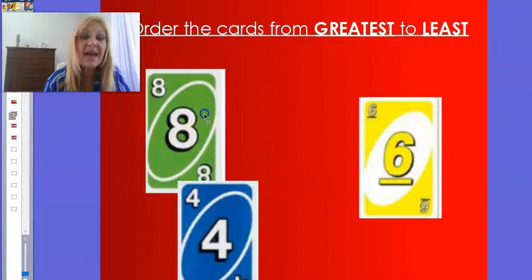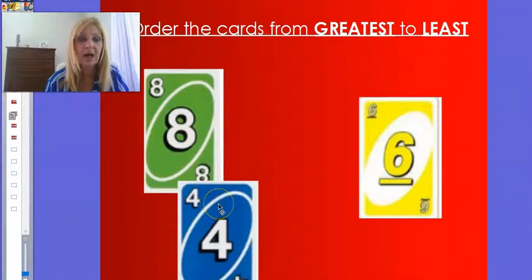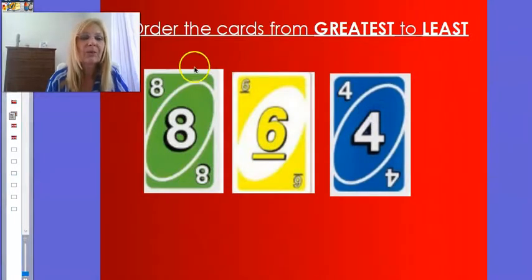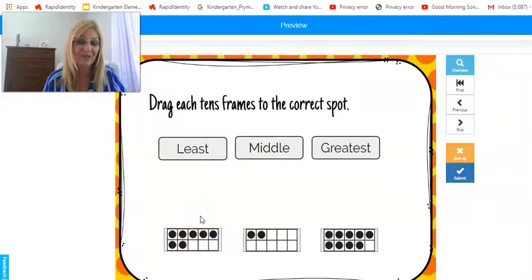Yes, you'd rather have 8 pieces of bubble gum than 4, right? Or $8, because that would be more money than $4. And what's next? Yes, 6. And then 4. We have put them in order from the greatest to the least. 8, 6, 4.